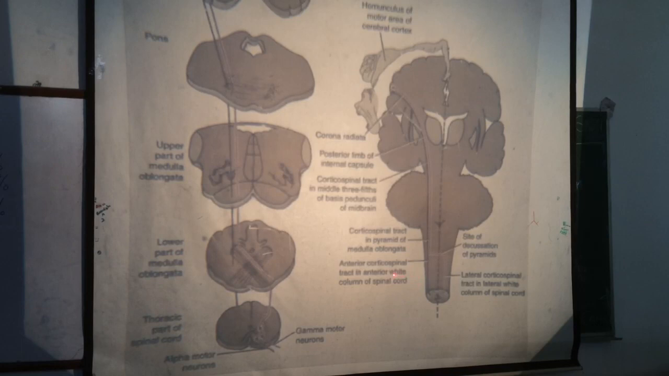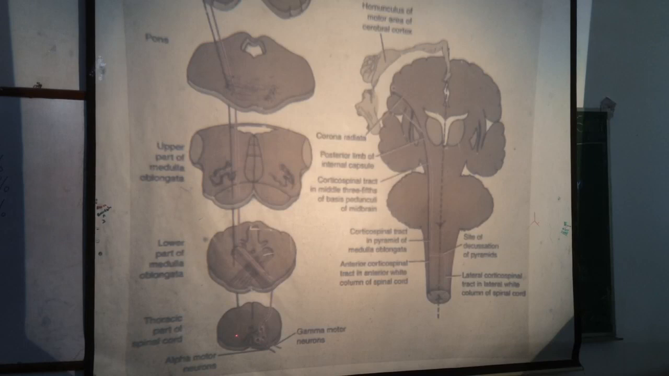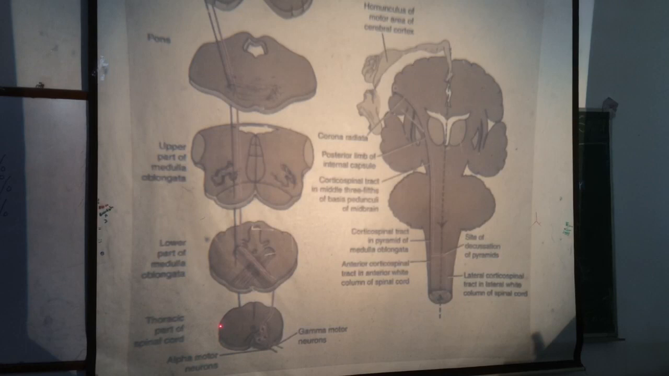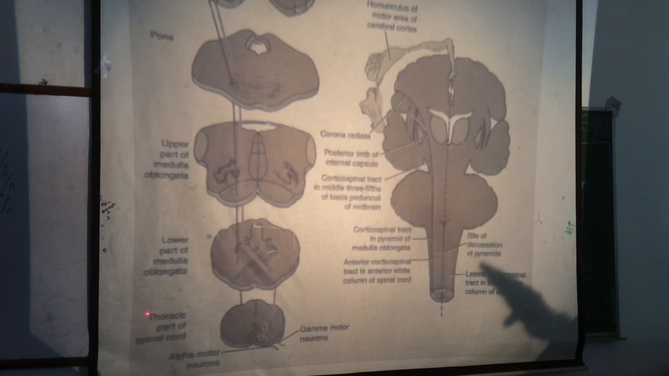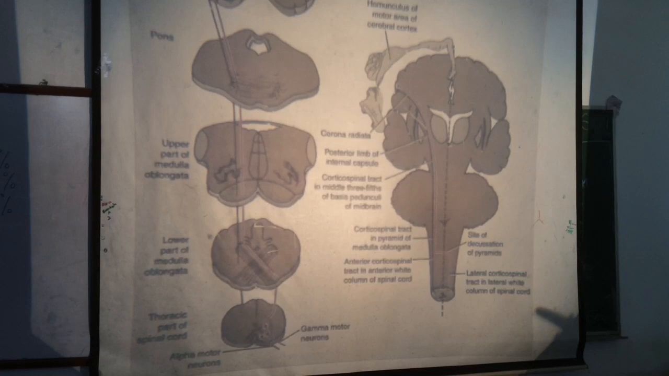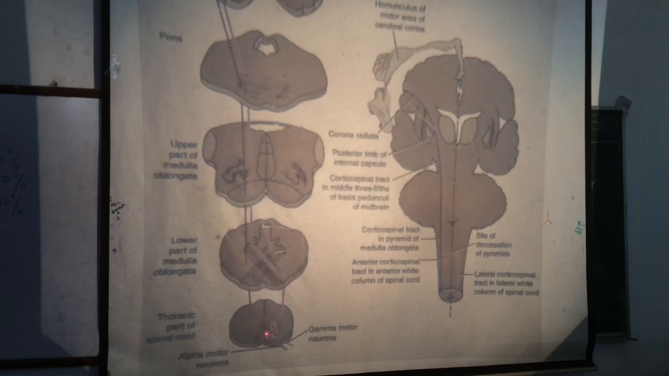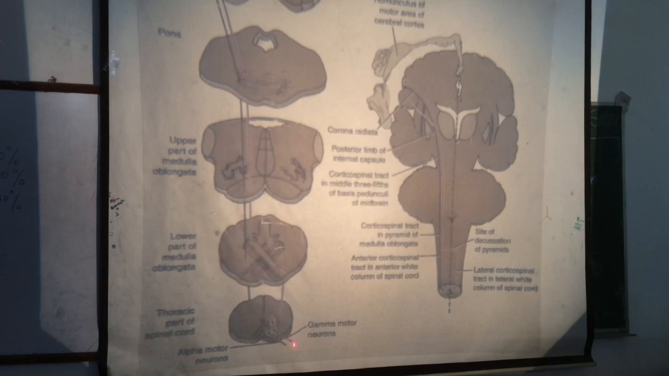And keep in mind that the tract fibers first synapse with interneurons, which in turn synapse with the motor neurons, which include the alpha motor neurons and some gamma motor neurons. So termination of the tract fibers is not direct with the motor neurons. First, the tract fibers synapse with the interneurons, which in turn synapse with the alpha and gamma motor neurons.